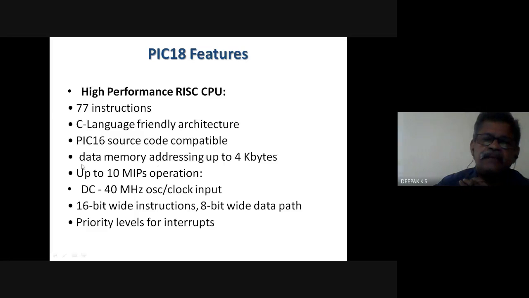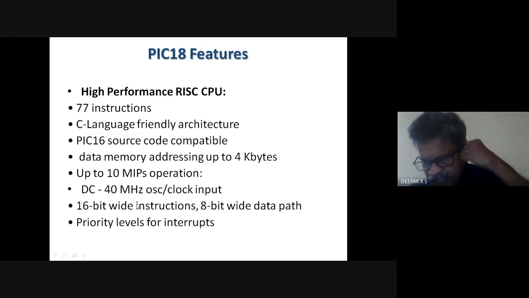Now data memory, we had seen 12 bits are there. 12 bits means 2 raised to 12 is 4096 bytes. And just now we saw it is 40 megahertz, so 10 million instructions per second it can do. And the clock is from 0 to 40 megahertz. And the instructions, we are going to see the instructions.